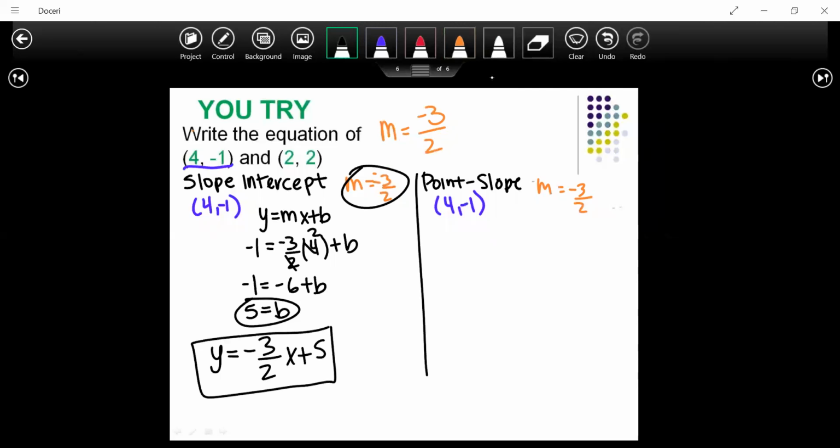Okay. The second one that we want to be able to do is write the same thing but using a different method. Whichever one you choose to do, it doesn't matter to me. If we're going to use point-slope, we're going to use the point-slope formula: y minus y1 is equal to m times x minus x1. So again, we're going to plug in our values.